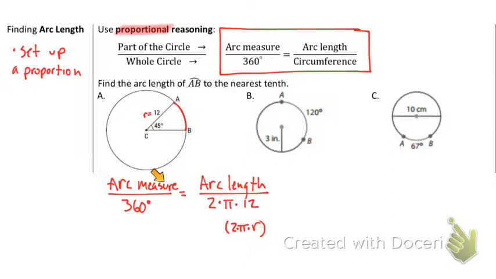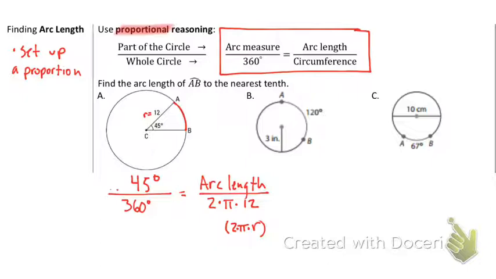Now I want to know the arc measure. The arc I'm looking for is arc AB. But remember, your arc measure is the degrees. So instead of arc measure, for AB I'm going to put in the degree measure. In this case, it's going to be 45 degrees.